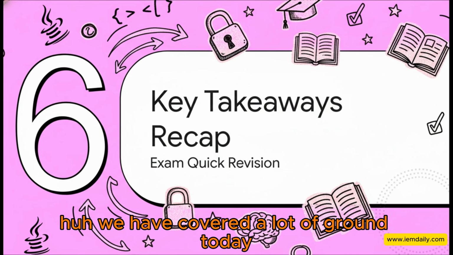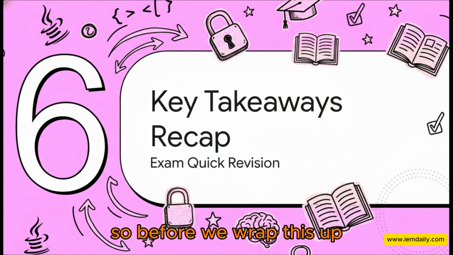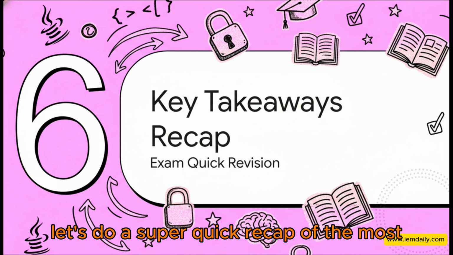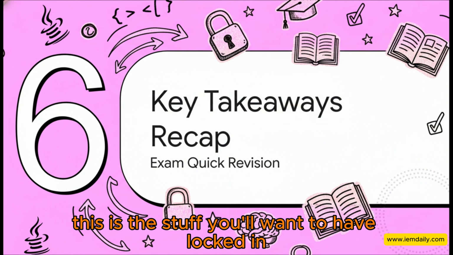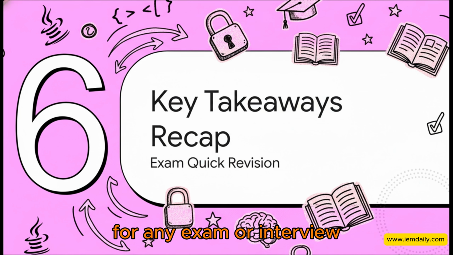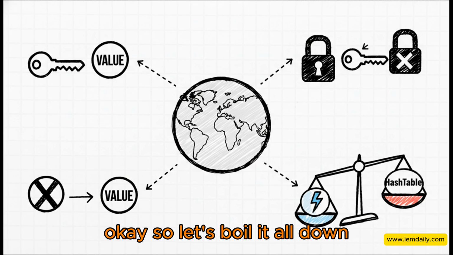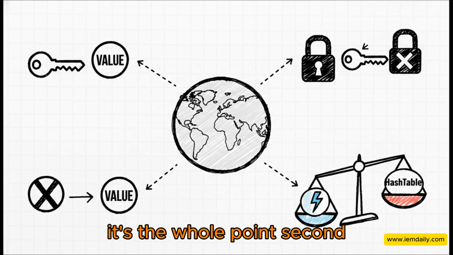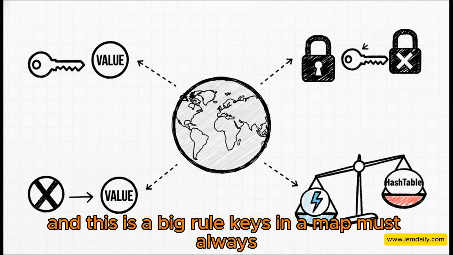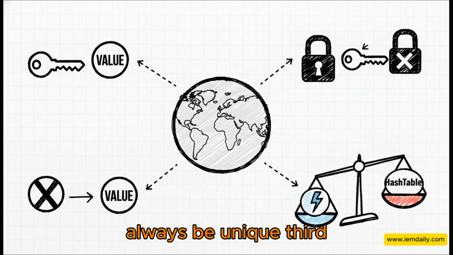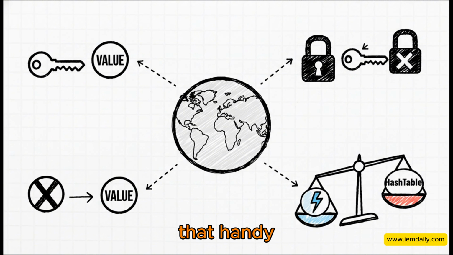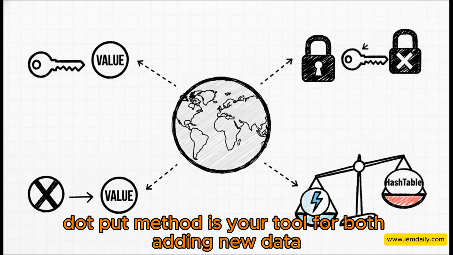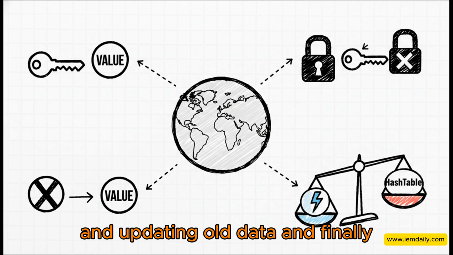Whew, we have covered a lot of ground today. So before we wrap this up, let's do a super quick recap of the most important takeaways. This is the stuff you'll want to have locked in for any exam or interview. Okay, so let's boil it all down. First, maps are all about those intuitive key-value pairs. It's the whole point. Second, and this is a big rule, keys in a map must always be unique. Third, that handy .put method is your tool for both adding new data and updating old data.